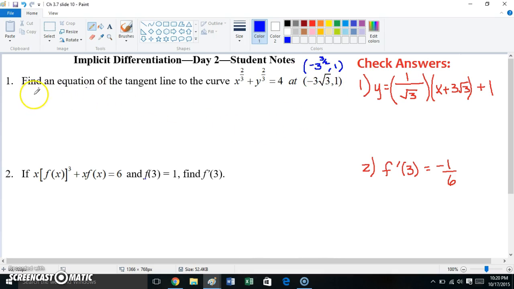Okay. All right, so let's start with the derivative. Implicitly differentiating, we're going to get 2/3 x to the -1/3 plus 2/3 y to the -1/3 times dy dx equals 0. Isolating the dy dx term, we will move the x term to the other side.